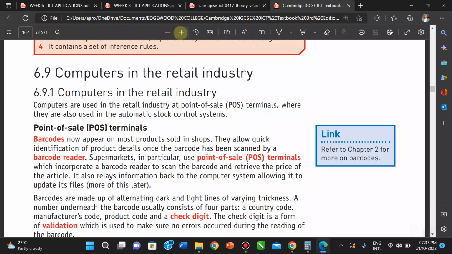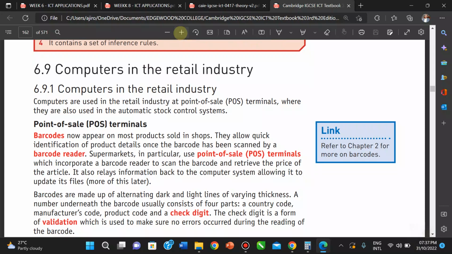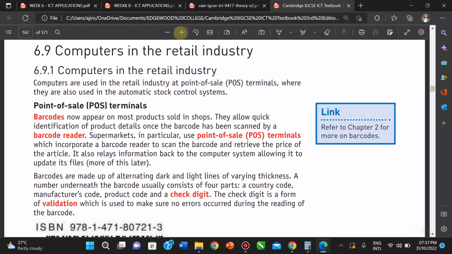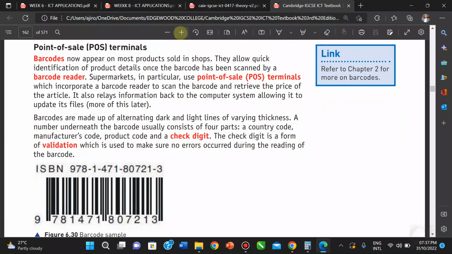Okay, and we also have the point of sales terminal. In the point of sales terminal, we have the barcode that appears on most products sold in shops. Okay, they allow for quick identification of the product details once the barcode has been scanned by the barcode reader. Supermarkets use the point of sales, which incorporates a barcode reader to scan the barcode and retrieve the price of the article. It also relays information back to the computer system, allowing it to update its file.